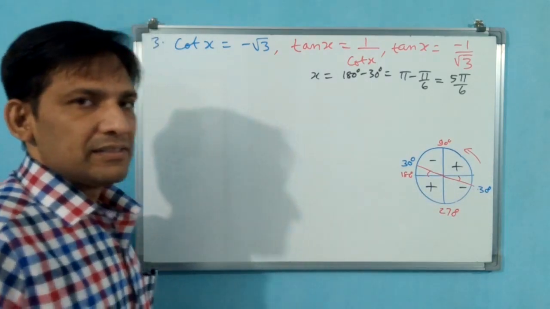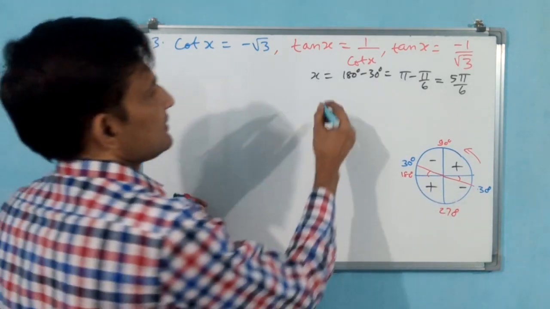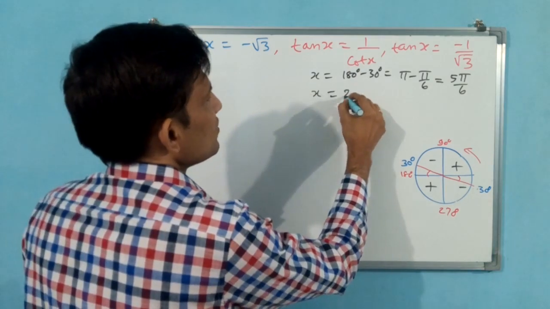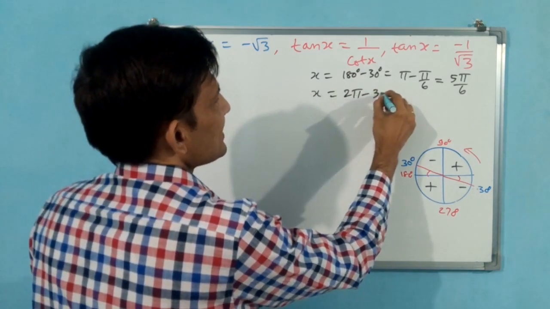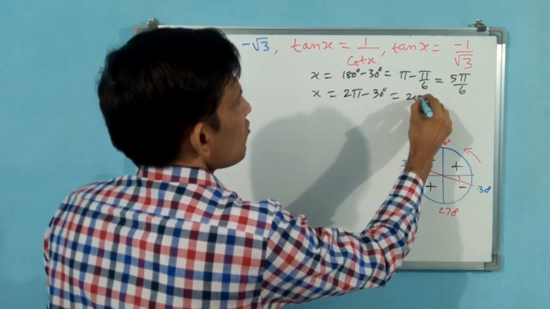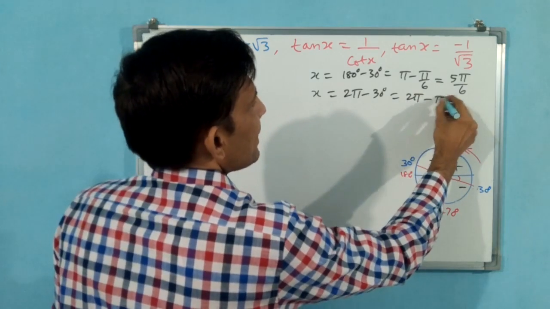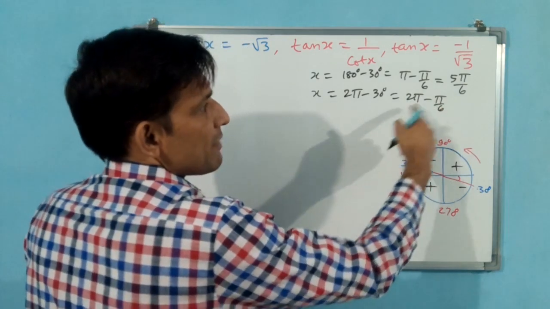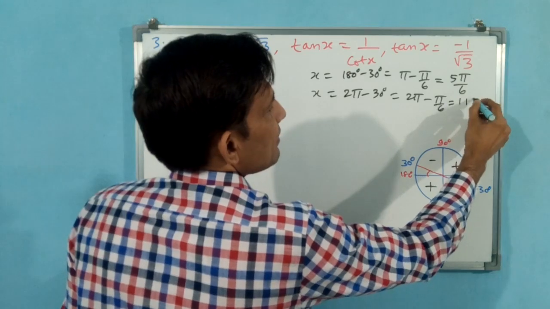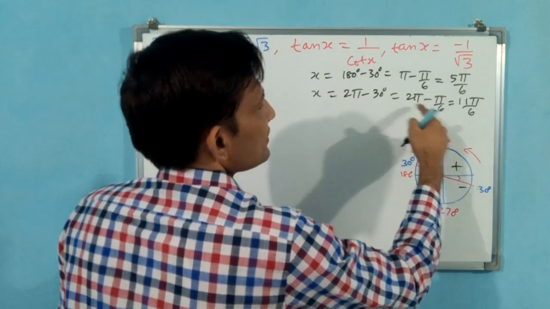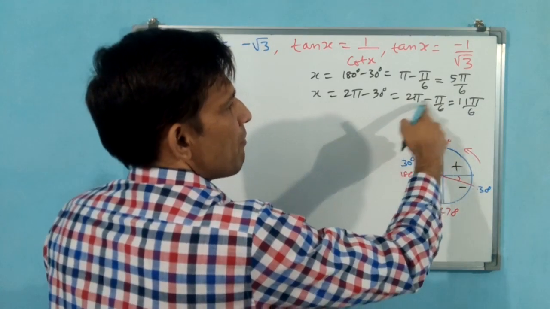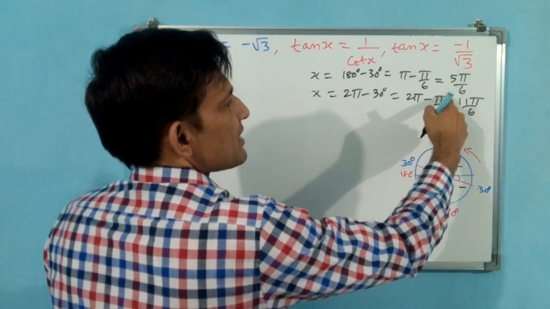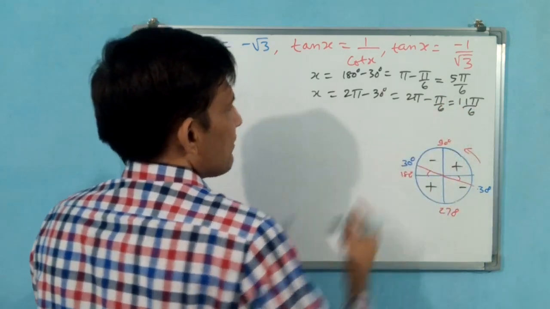Second angle, 2 pi minus 30. x is equal to 2 pi minus 30 degree, that is equal to 2 pi minus pi by 6. 6 into 2 is 12, so 12 pi minus pi, 11 pi by 6.